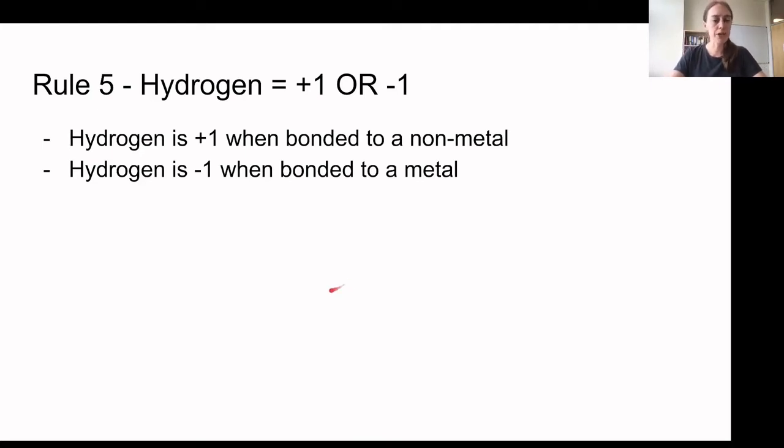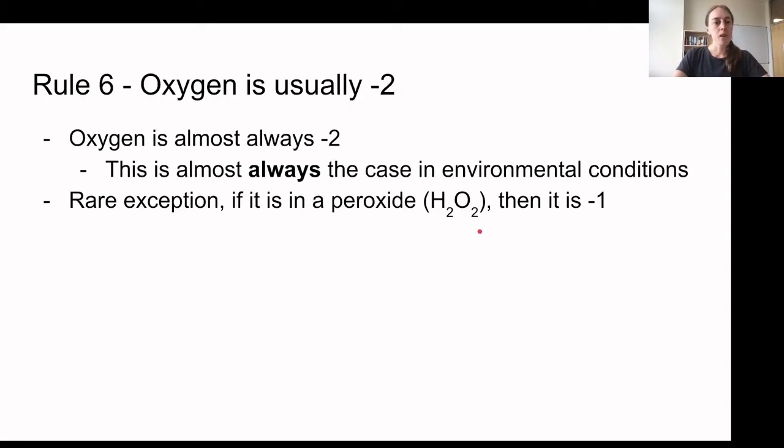Rule number 5 is hydrogen. Hydrogen can be either +1 or -1, and it is +1 when bonded to a non-metal and -1 when bonded to a metal. And you might ask yourself, how do I know if it's a metal or a non-metal? Well, you can go back and look at the periodic table, and they are designated as what are metals and what are non-metals there, and that will give you a pretty good hint. So, rule number 6, oxygen is usually -2. This is almost always the case, and particularly in environmental conditions, it's a pretty safe bet that oxygen is -2. With the rare exception, we might run into peroxide, in which case it is -1.